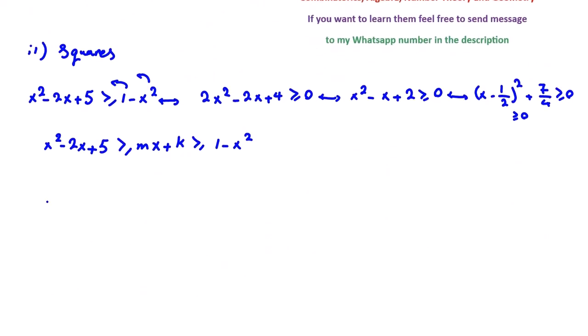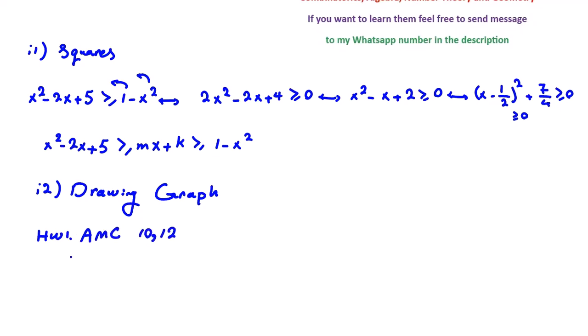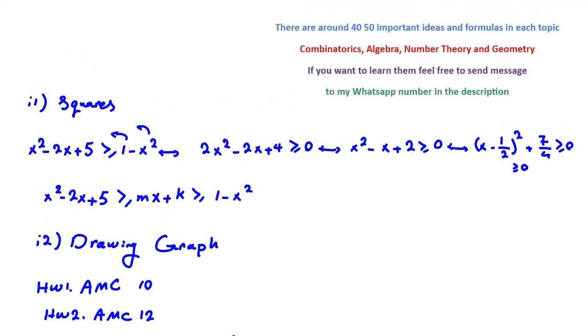Another thing for understanding the problem better: we can also solve this problem with this idea, drawing a graph. In AMC we have this idea, from AMC 10, 12. Let me tell you one problem from AMC 12, and also an AIME problem. The AIME problem was about the absolute value of something equals 21, and then it asks in which parts we have these numbers of solutions. If you want to know the exact problems, feel free to send a message to my WhatsApp number in the description and comments.